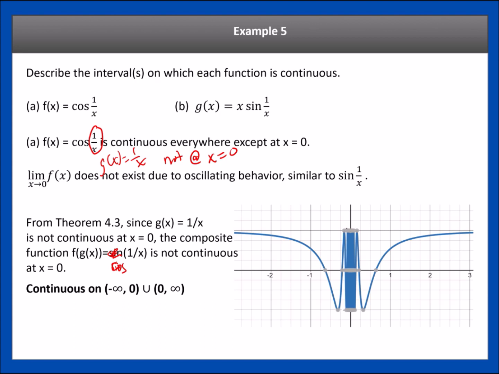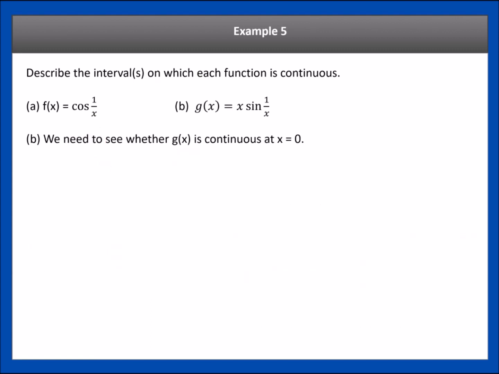All right, so basically we're saying that it's not continuous at 0 because of that behavior, and therefore it's continuous from negative infinity up until 0. We won't include 0, and then from 0 to infinity. All right, so for g of x, we need to see whether it's continuous at x equals 0, because we know that if we plug in 0 into here, that leads to issues, right? So clearly it's not going to be continuous, because if I plug in 0 here, that's going to lead to division by 0.